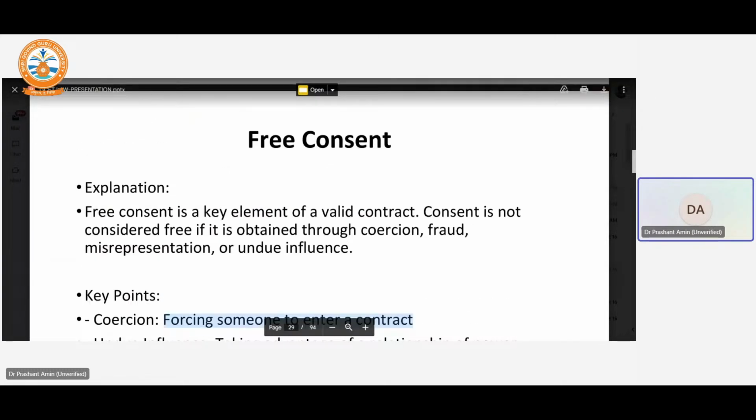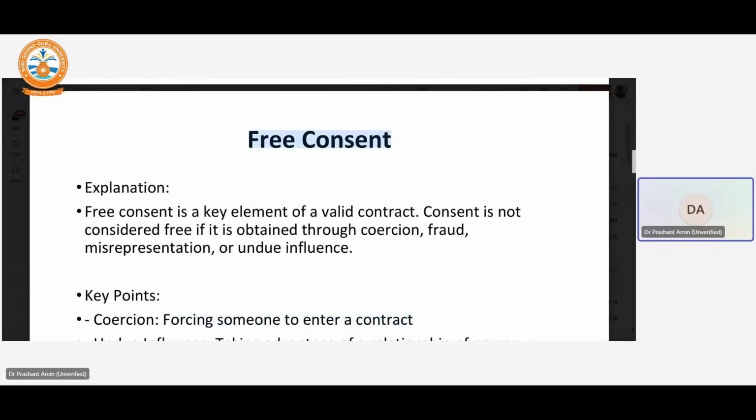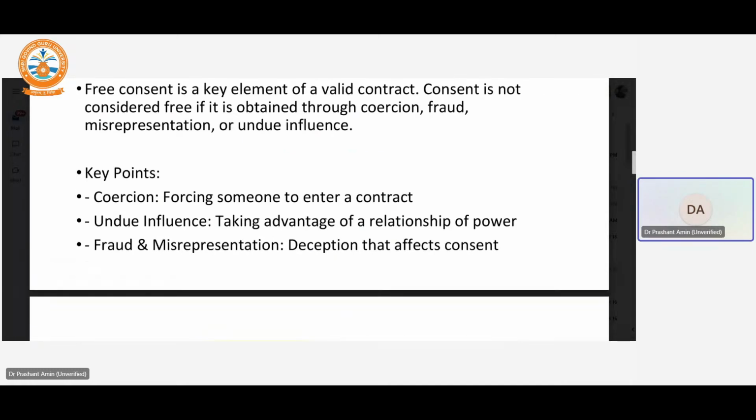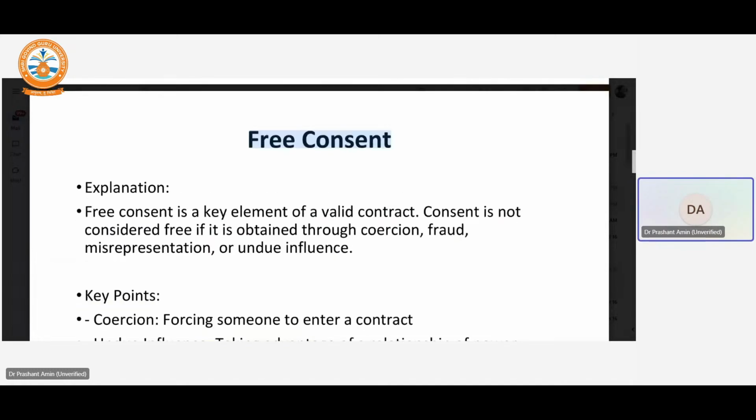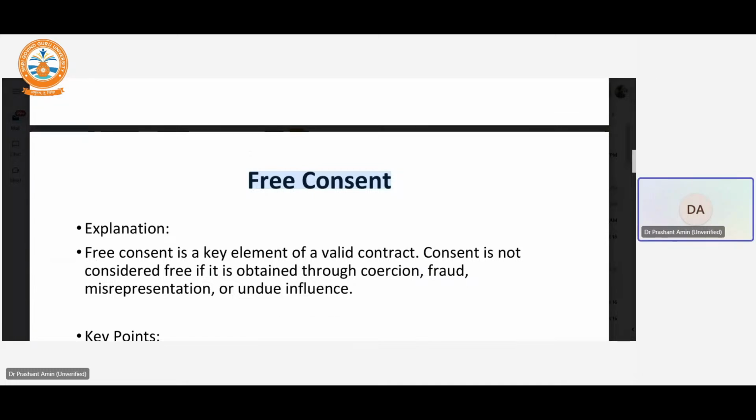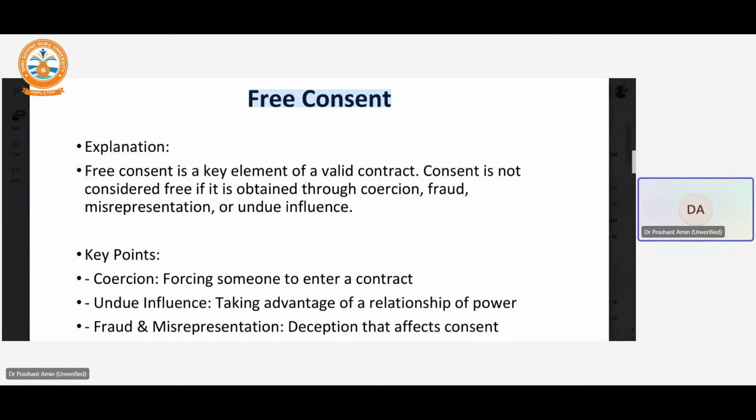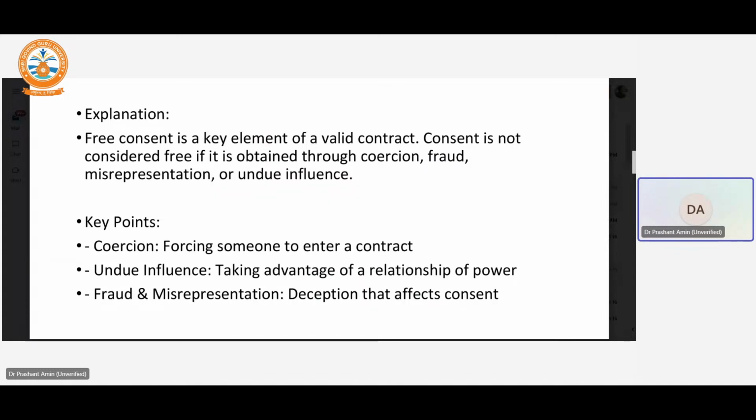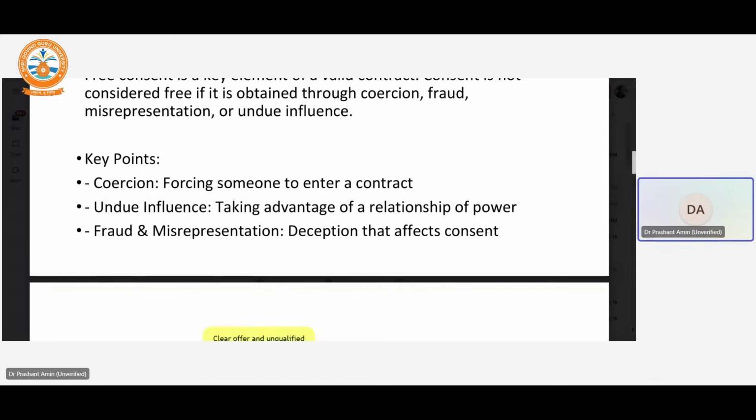Now in law, free consent means exactly the opposite of coercion, undue influence, and fraud. These are the enemies of free consent. So when we are remembering those concepts, whatever is the opposite, that is not free consent. Coercion is not a free consent. Undue influence is not a free consent. Fraud and misrepresentation is not a free consent. So the questions can be asked in that manner, right? So you need to remember like this, right?